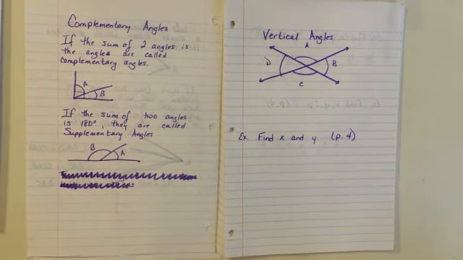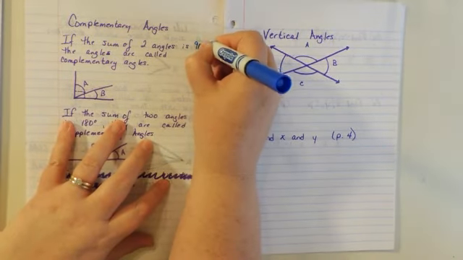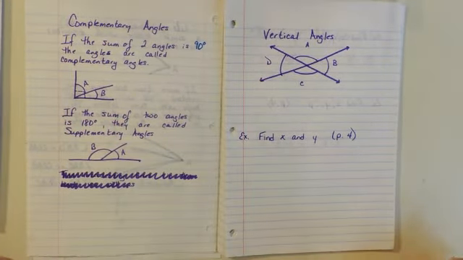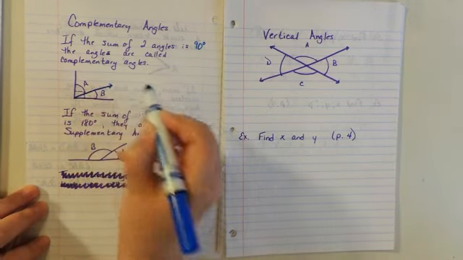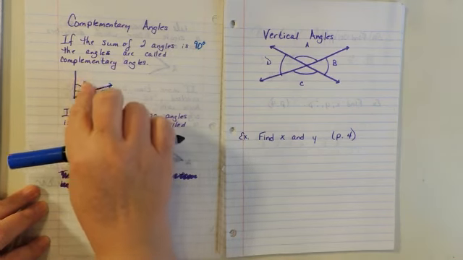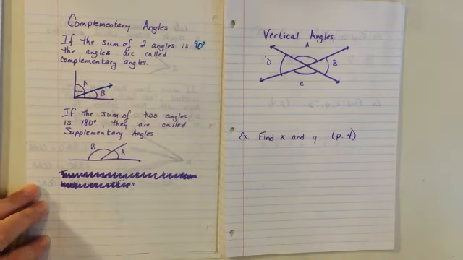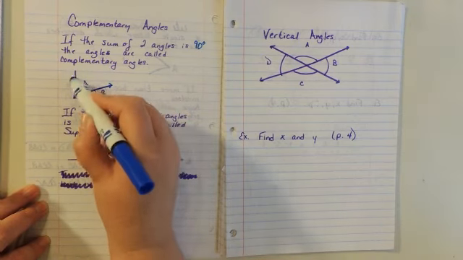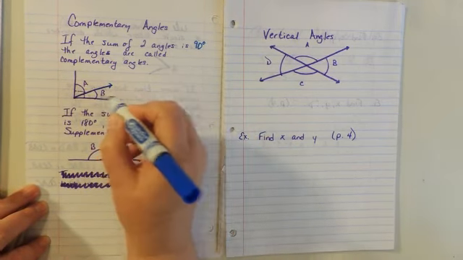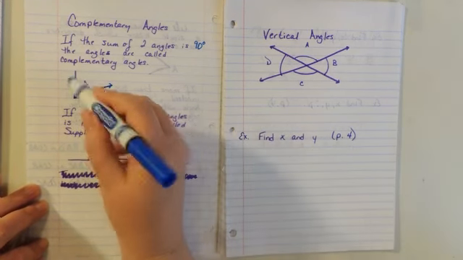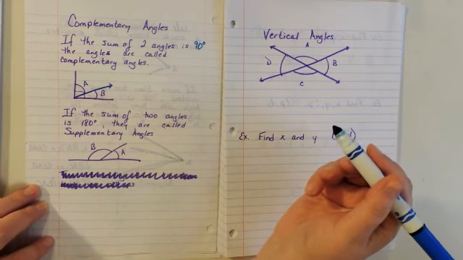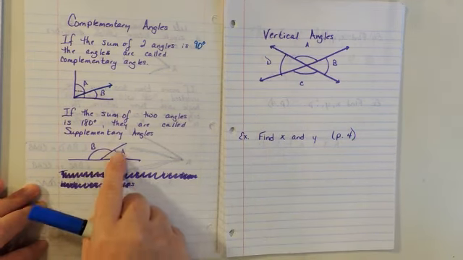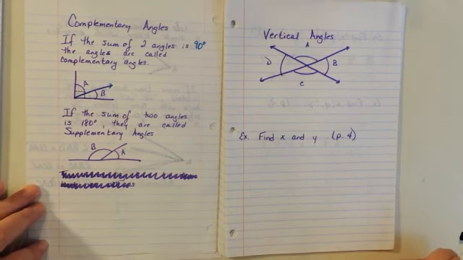Complementary angles. If the sum of 2 angles is 90 degrees, the angles are called complementary angles. So here we have a right angle, and it's been broken up into 2 angles. Here's angle B and angle A. If you add the degrees of angle B and the degrees of angle A, they are going to equal 90 degrees, because together they form a 90-degree angle. So they're called complementary angles. If the sum of two angles is 180 degrees, they're called supplementary angles.